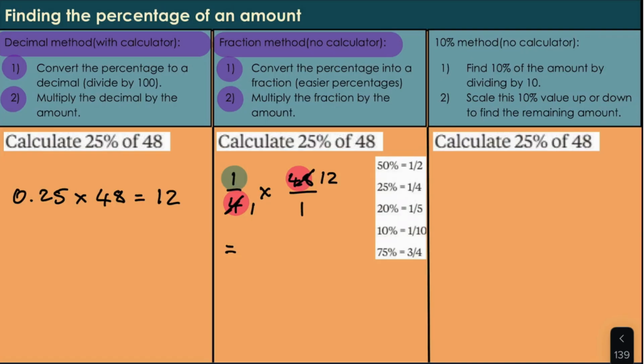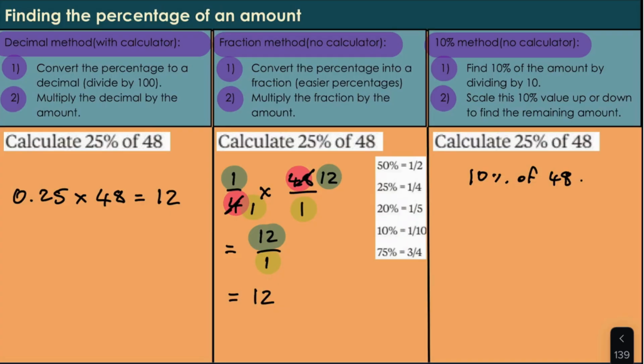We multiply top times top and we get 12 on the top. And we multiply bottom times bottom and we get 1 on the bottom. 12 divided by 1 is 12. Last example, 10% method. 10% of 48. We divide 48 by 10 and we get 4.8.